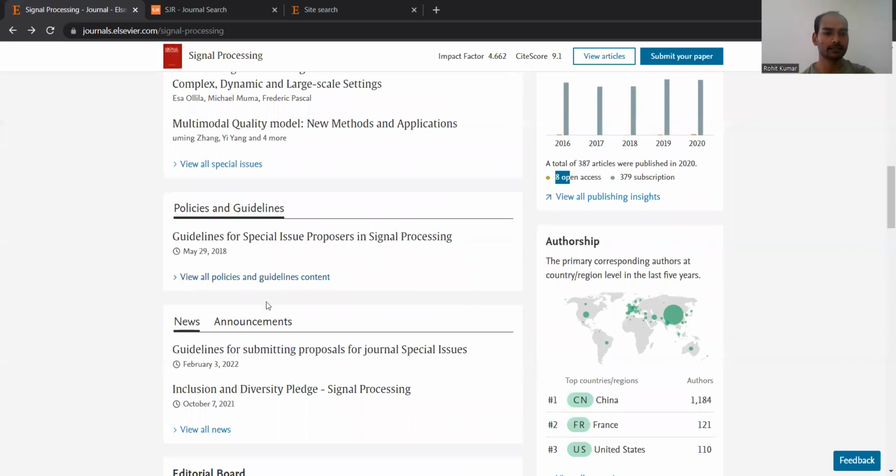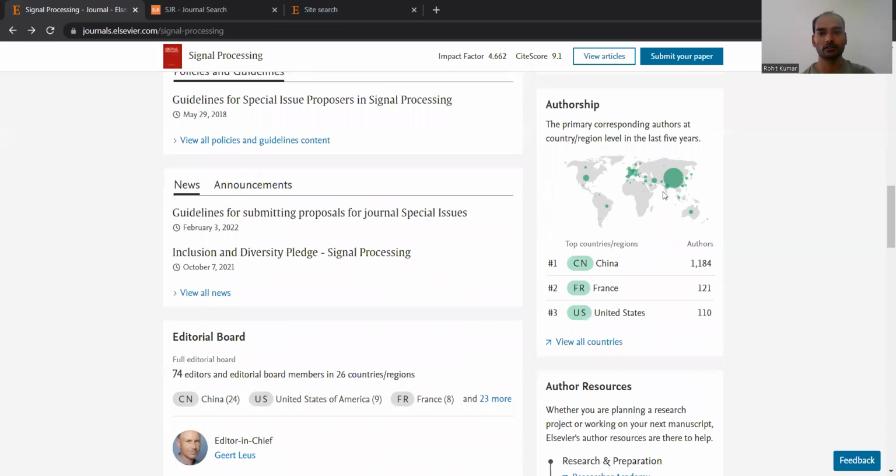Then the policy and guidelines are provided, and some news and announcements. Coming to the important point, that is authorship. Most of the authors belong where? They belong to China. So here you can see an absolute domination of Chinese authors in this particular journal.